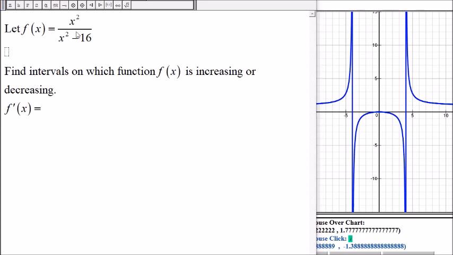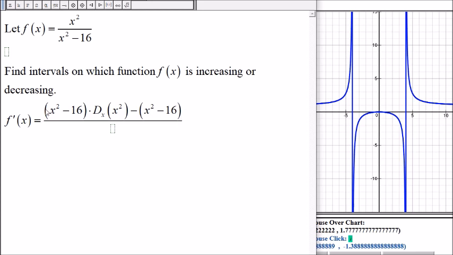Here we have a quotient, and so to find the derivative, we need to use the quotient rule. And so the quotient rule would be the bottom times the derivative of the numerator, and then minus the numerator times the derivative of the denominator, and then over the denominator squared.